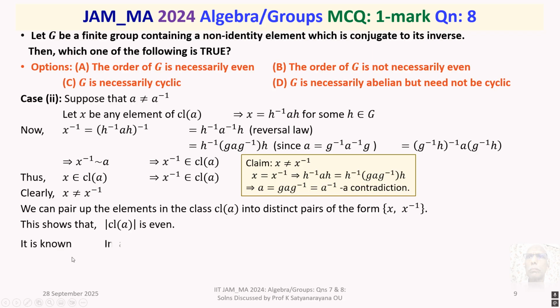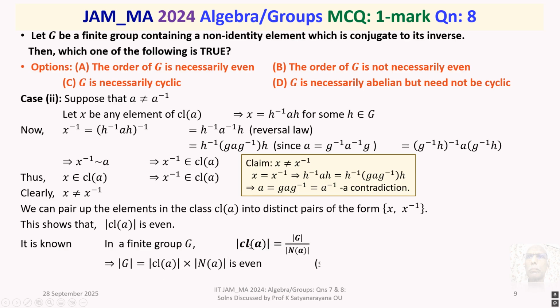Now we recall that in a finite group G, the order of the conjugate class of A is equal to the order of G divided by the order of the normalizer of A. This is all happening in a finite group G. Therefore the order of G is the order of the conjugate class of A multiplied by the order of the normalizer of A, and this is even because the order of the conjugate class of A is even. So you get the order of G is even in this case. In the first case also we have the order of G is even. In any case G is of even order.